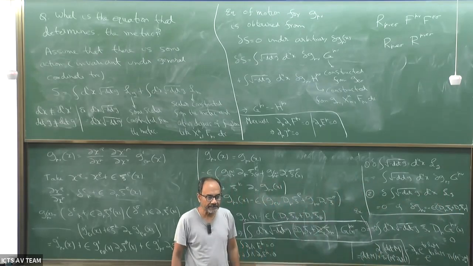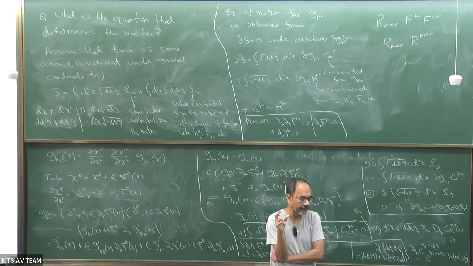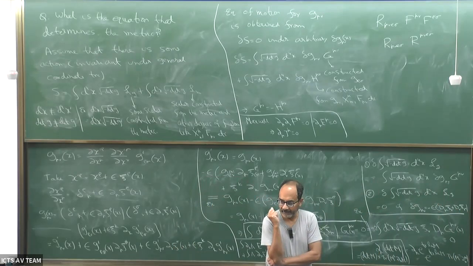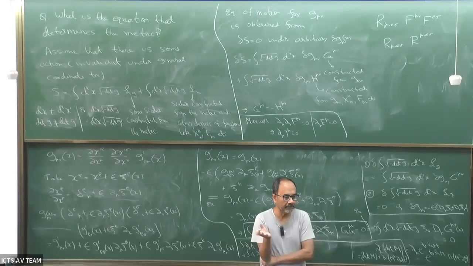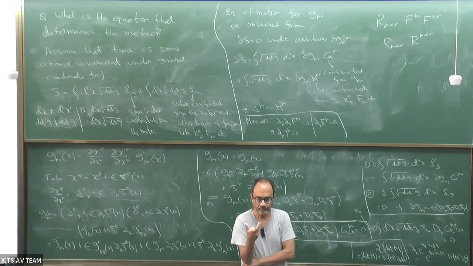The point is that as long as the measure involves d4x times the square root of minus determinant g, which is the general coordinate invariant measure, you can do integration by parts with the covariant derivatives as if they are ordinary derivatives. So this is a general statement, and this is just a special case of the general statement.